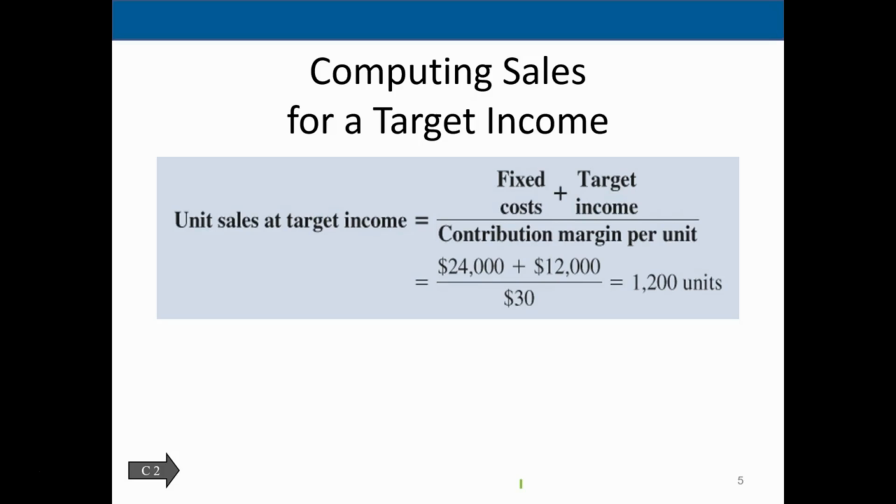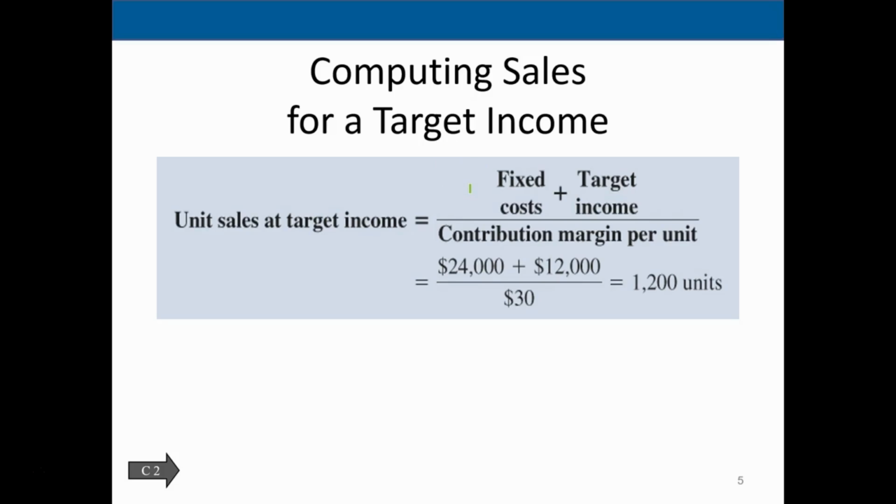Okay, so then if we want to compute sales for a target income, in this case we're going to compute it in units. So let's say that we're trying to find a target income. We just talked about how to find a break-even analysis, or break-even point. If we're trying to have a targeted income, then we want to think about it this way. We want to think about, okay, what are the fixed costs?